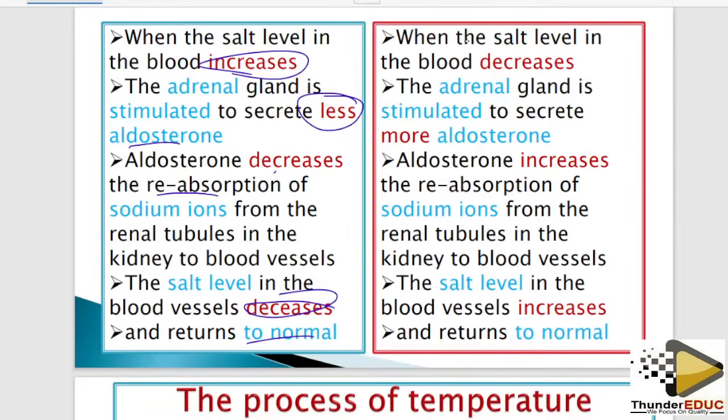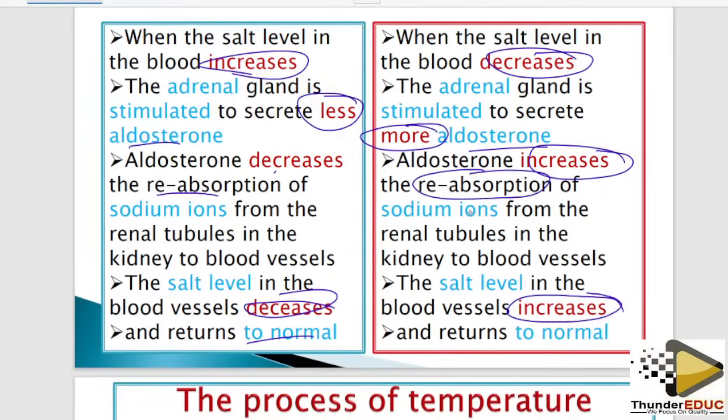What about when there is a decrease in the salt? So the last statement must be increase, as I told you, meaning that the adrenal gland will become more stimulated, meaning that more aldosterone is going to be produced. And if more is produced, there will be more reabsorption. That's why you're seeing that increase in the reabsorption of sodium ions. And once more sodium ions are reabsorbed back to the blood, the level of salts in the blood will increase and turn back to normal.